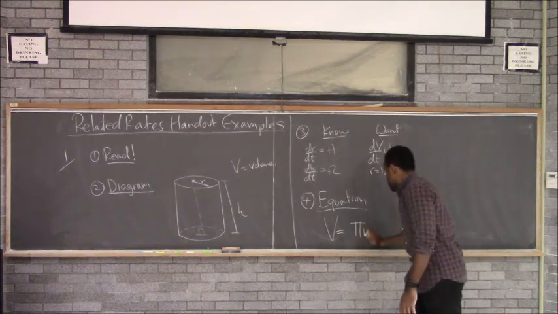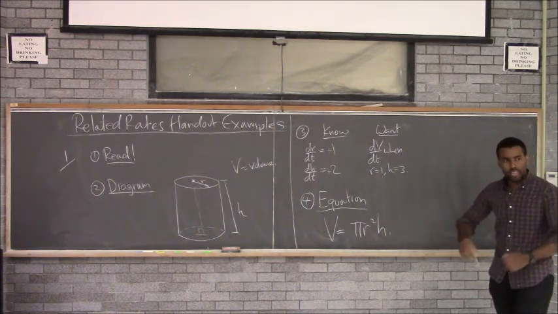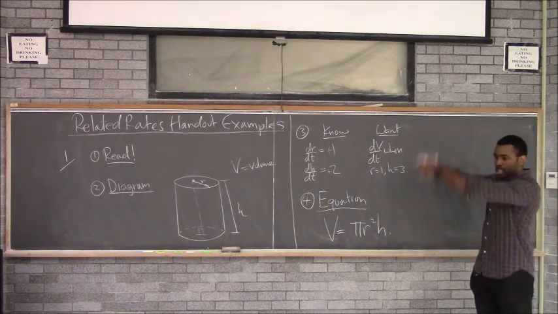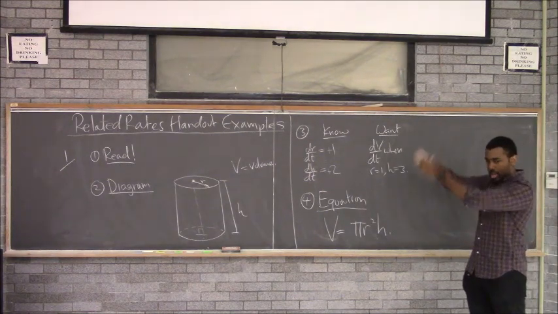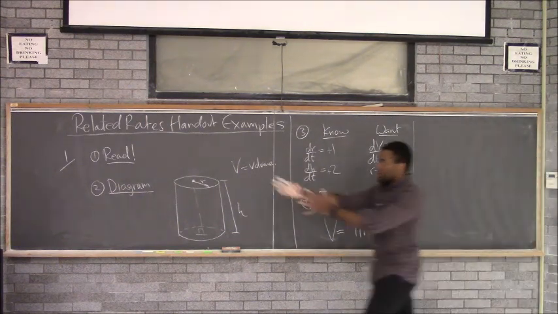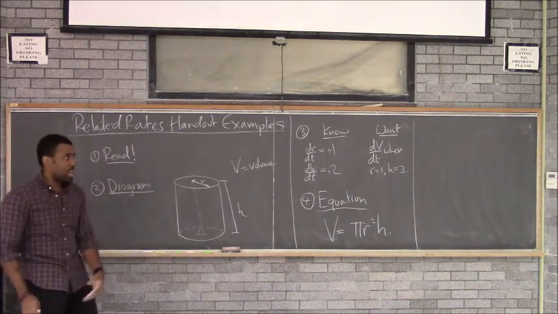Pi R squared times height. In fact, that's the volume of any cylinder. It's the area of the base times the height. Any right cylinder, that would be. So if it was a triangular shape that's running like this, it would be the area of the triangle times the height. So that's the equation. So I read the problem, I know what's going on, I know when rates are positive versus negative, I know what shape I'm looking at now.